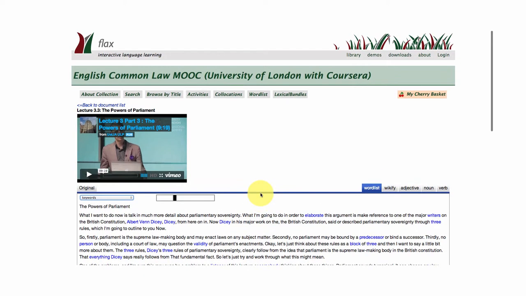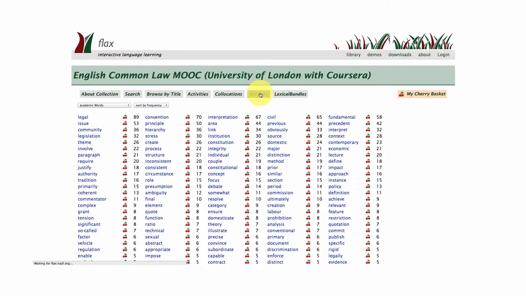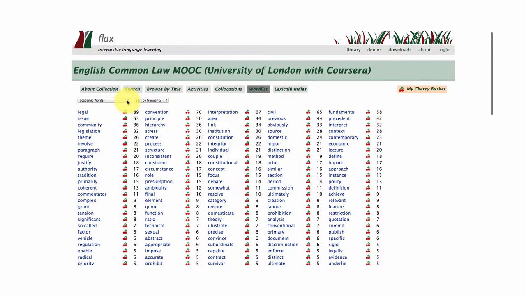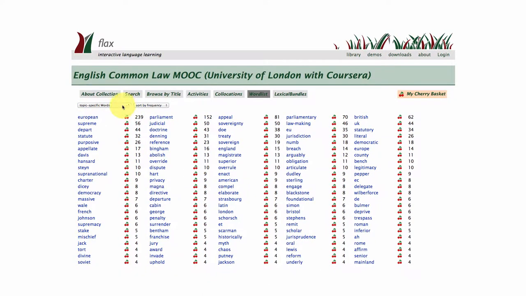Okay, so let's go to some of the higher level functions within FLAX. And we'll begin with the word list function. This shows you all of the words within this lecture series. And as a default, we've got it set to academic words. Remember, general academic words. And no great surprise here that legal is coming in as number one, convention, interpretation, civil, fundamental. Now, when we go to the topic-specific words in these lectures, of course, European, Parliament, appeal, parliamentary, British, supreme, judicial, these words will come through.